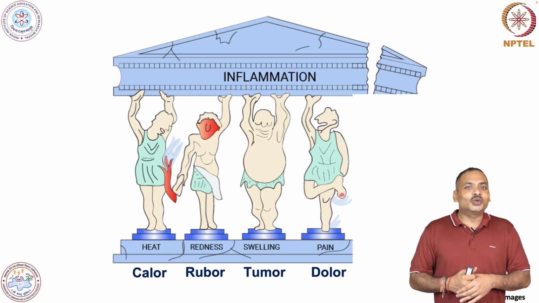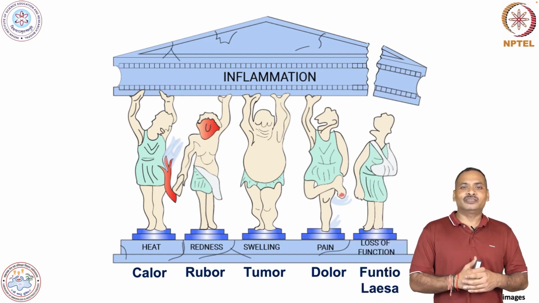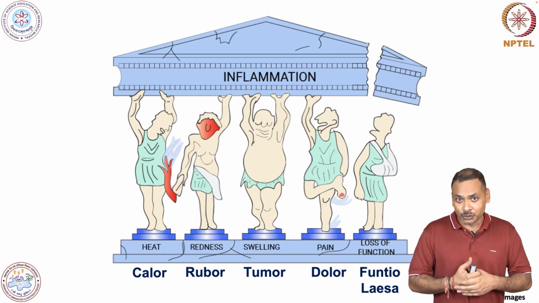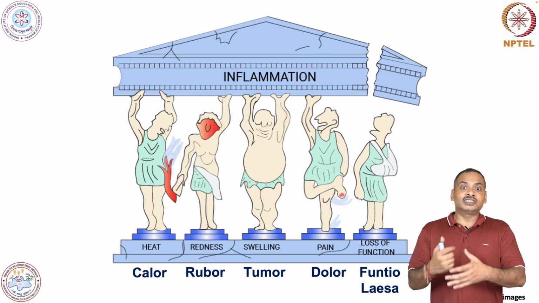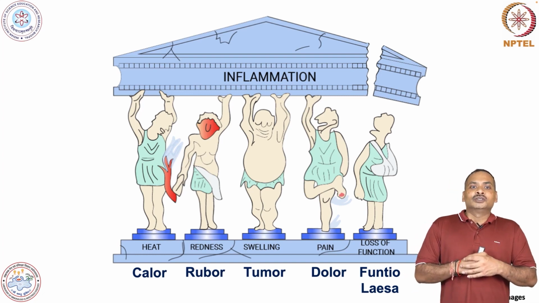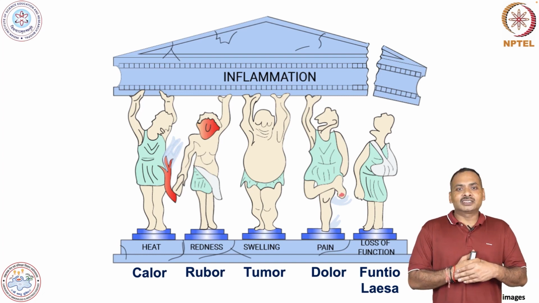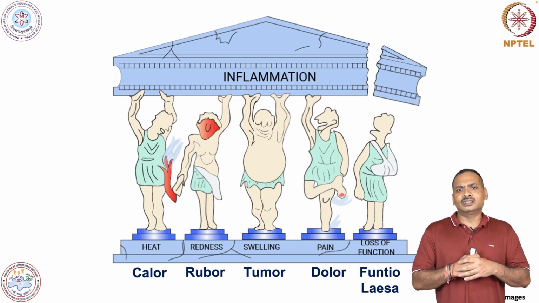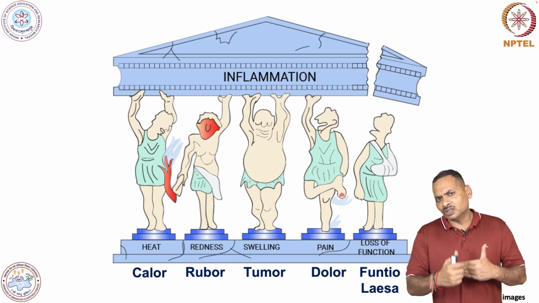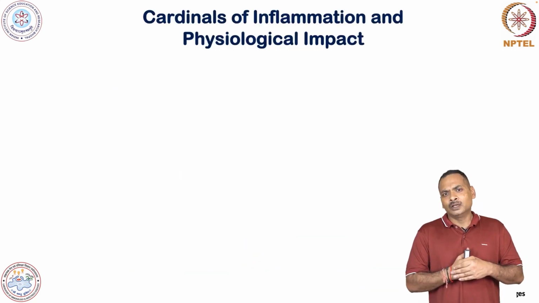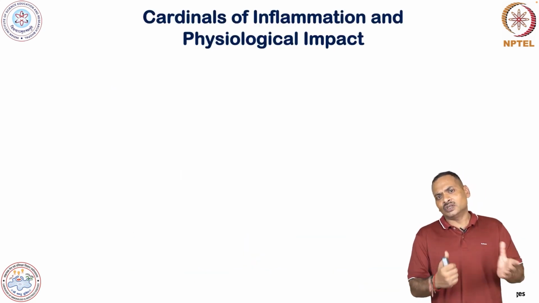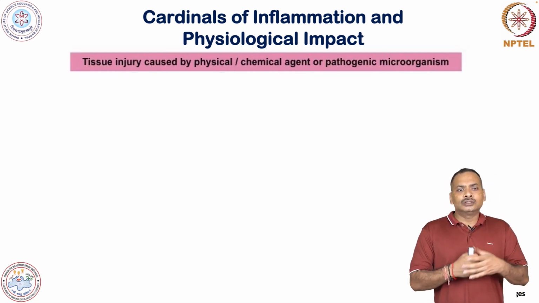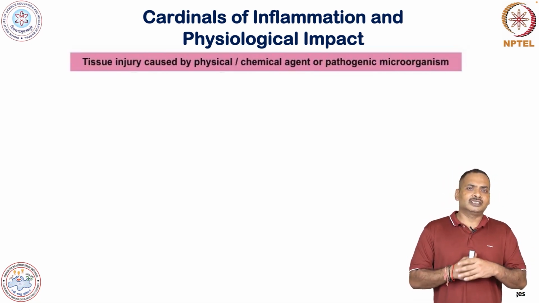Now let us look at what the physiological impact is when all these things come in an individual or in an animal. So what is the functional impact? You understood these cardinals of inflammation, and now let us look at what kind of physiological change is taking place. Why is the redness there, why is the swelling there, why are pain and heat there? So let us take this heat.